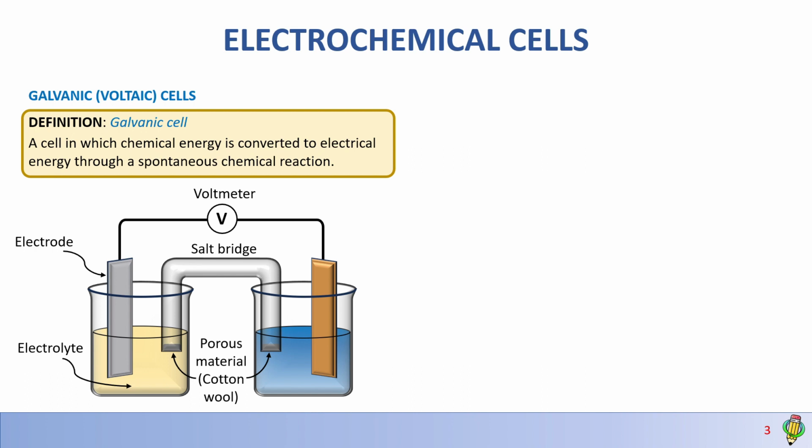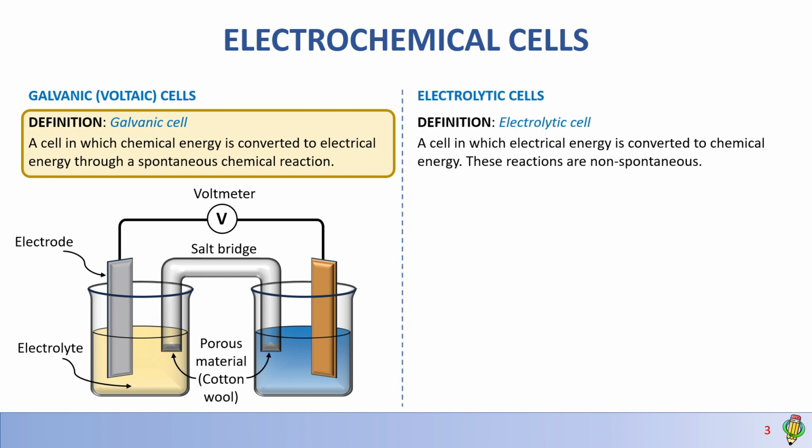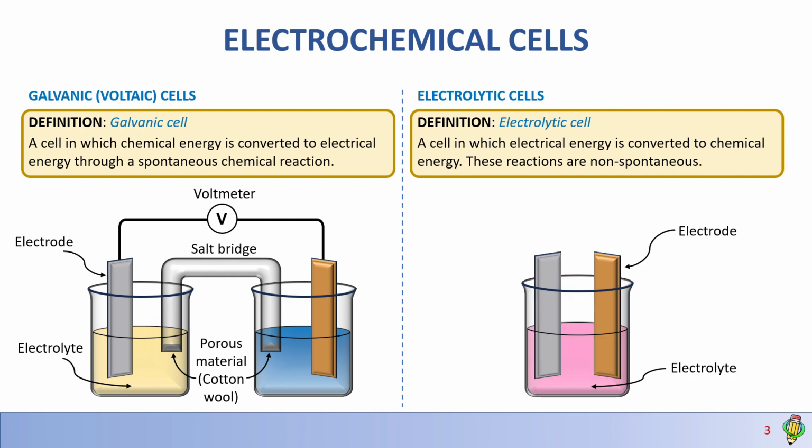The second electrochemical cell we'll discuss is called an electrolytic cell, which is defined as a cell in which electrical energy is converted to chemical energy. And in these cells, reactions are non-spontaneous. These cells will make use of one beaker with an electrolyte, and will have two electrodes inside. For the cell to run, we need a DC battery connected to each electrode. We will look at an in-depth analysis of the electrochemical cells.